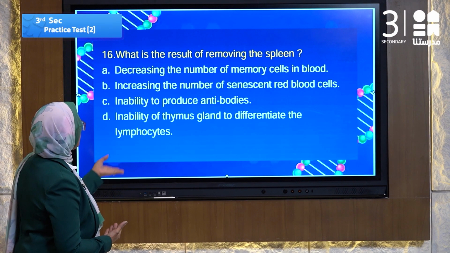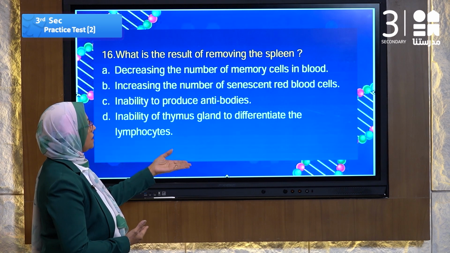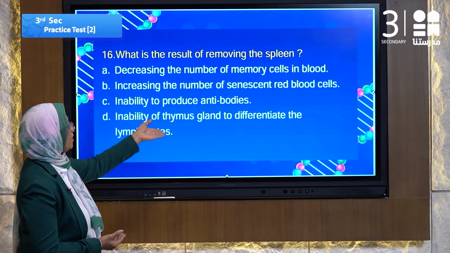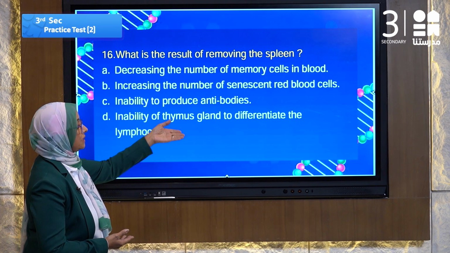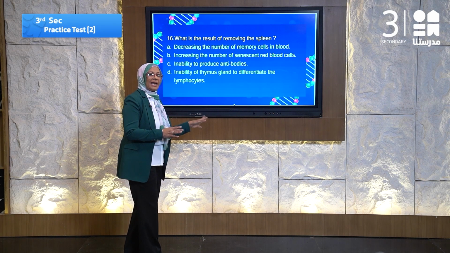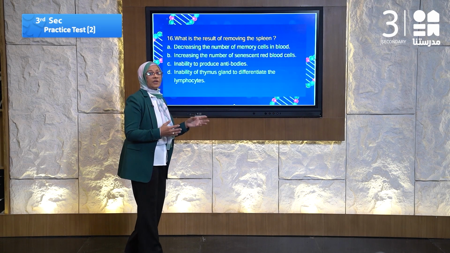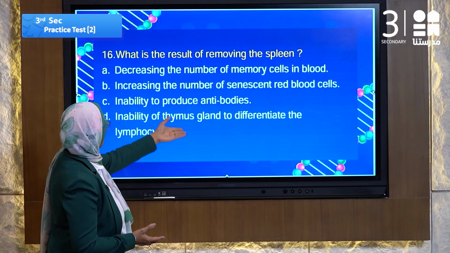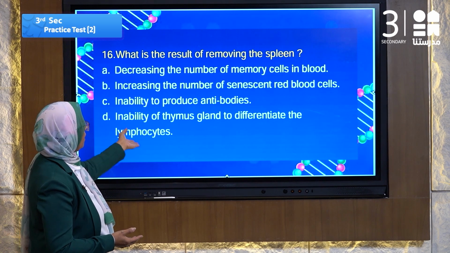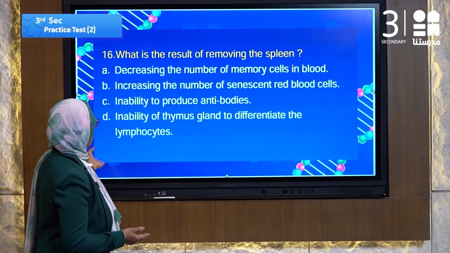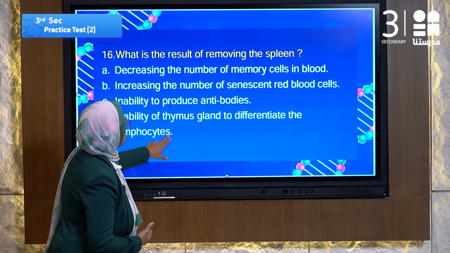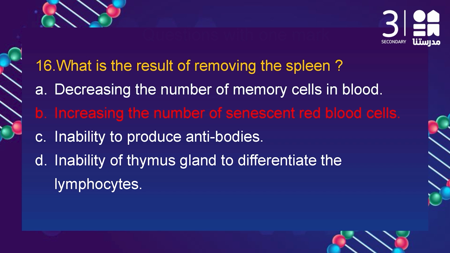A, decreasing the number of memory cells in the blood. Does the spleen make the memory cells? B, increasing the number of senescent red blood cells. Senescent means aged or at the end of age. C, inability to produce antibodies. D, inability of the thymus gland to differentiate the lymphocytes. Which of them is the choice? Let's go to the answer: increase the number of senescent red blood cells.